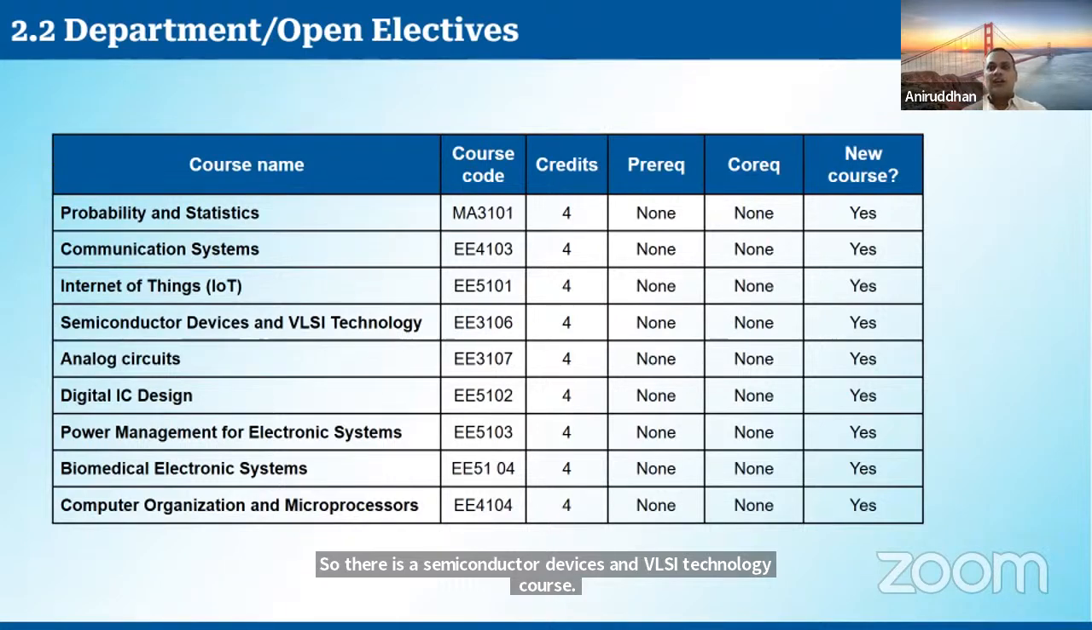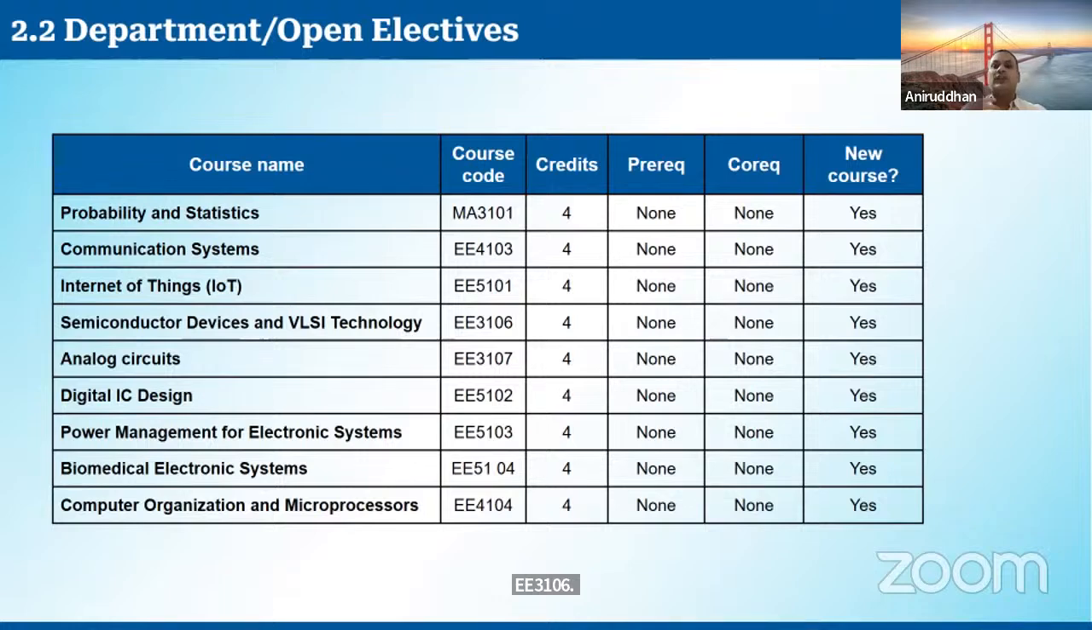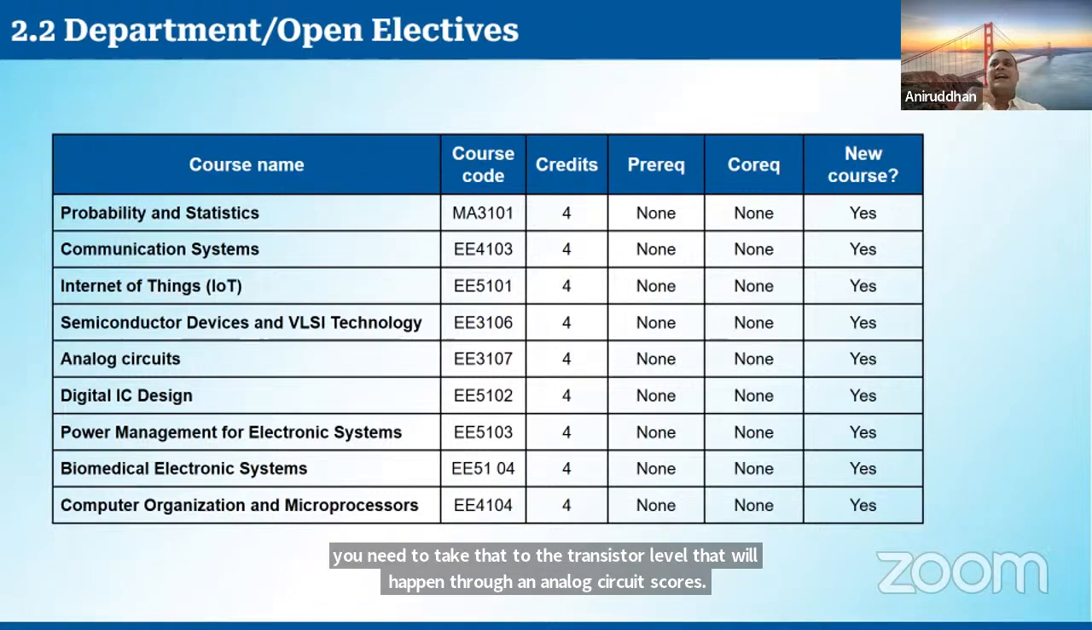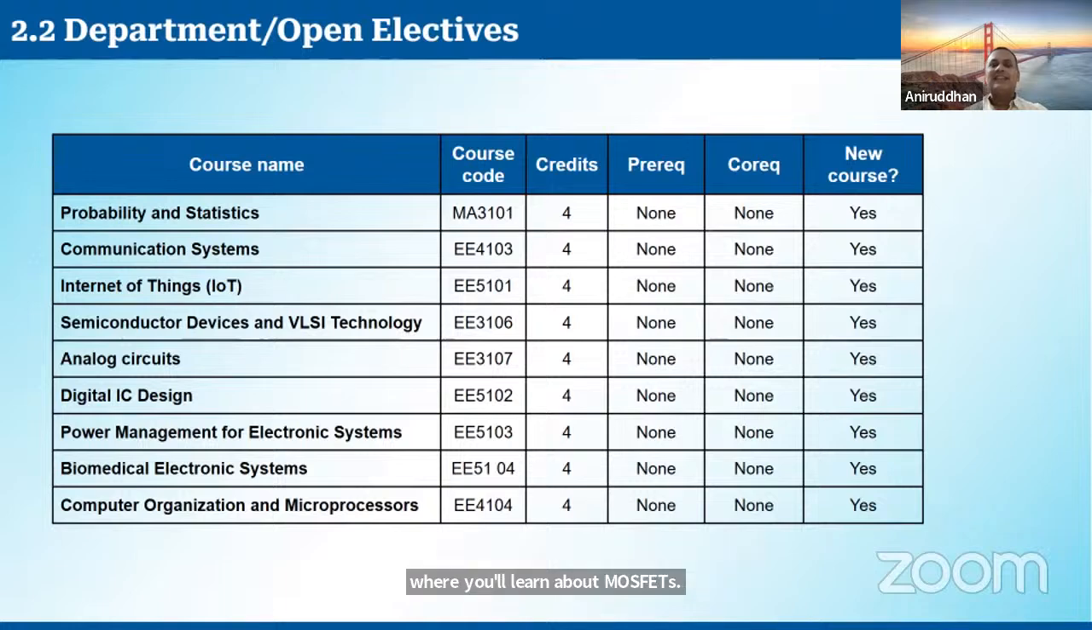The analog systems course dealt with op amps and circuits at the system level. Now you need to take that to the transistor level. That will happen through an analog circuits course, where you learn about MOSFETs and analysis of MOSFET circuits that will make up the op amps that you learned in the analog systems course.